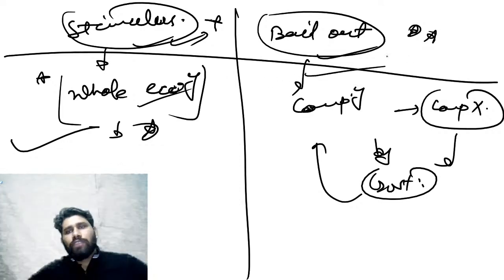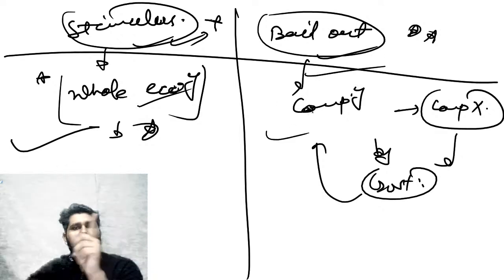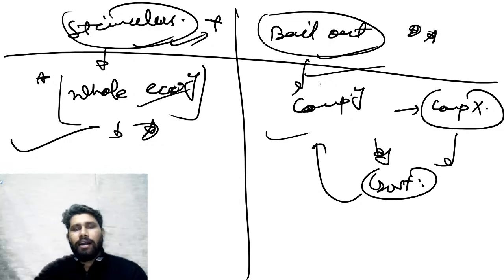So what is stimulus, what is bailout? Try to differentiate these types of terms. Bailout is for categorically any kind of industry or any kind of company, right?